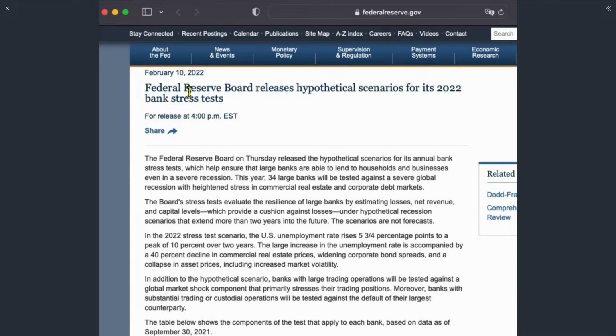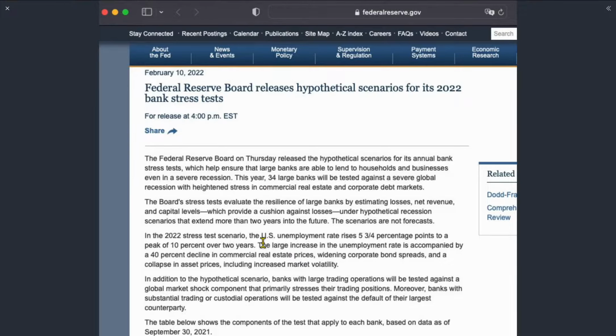On February 10th, the Federal Reserve Board released the hypothetical scenario for the 2022 bank stress test. What is a stress test? In addition to the scenario, banks with large trading operations will be tested against a global market shock. You see that? Basically they want to test all these banks in case something happens, a recession or anything like that, so they want to prepare for the worst.